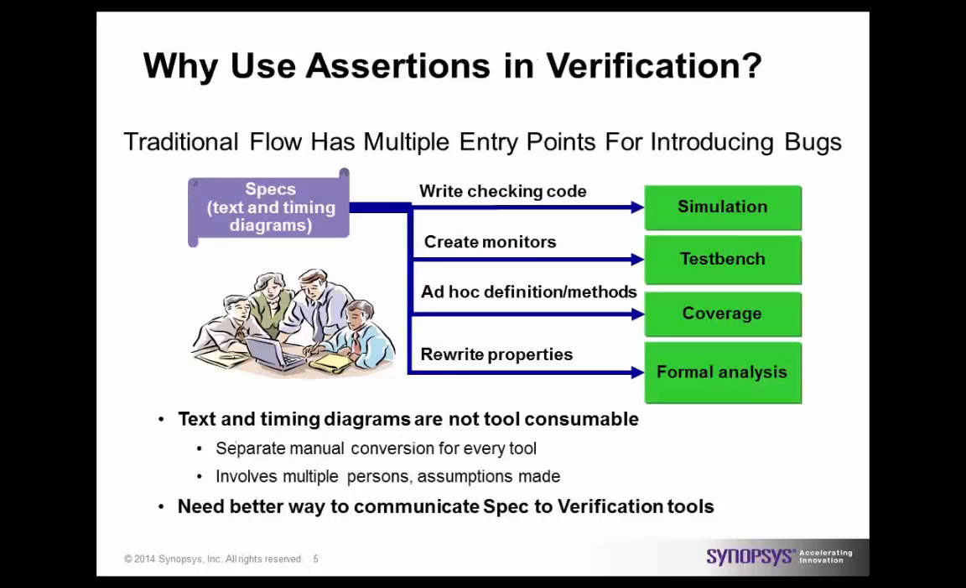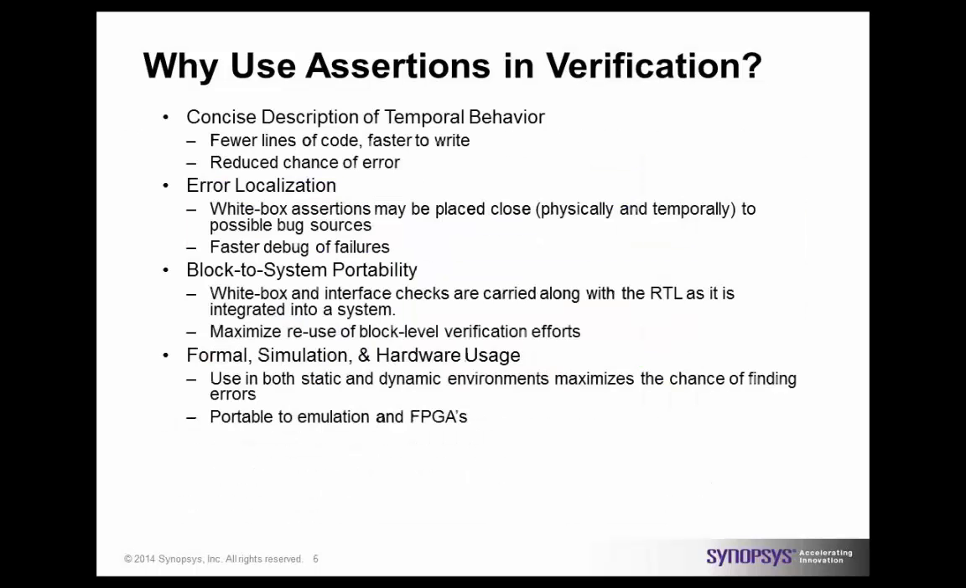Now, traditionally, why do you use this? Because when you start from your concept, your concept is more or less Microsoft Word with some timing diagrams, which then gets fed into various different channels, which are all error prone. So what you were intending as a spec or assuming can be misinterpreted later on. So having a common methodology that can flag those issues out is a must. And that's where assertions come in.